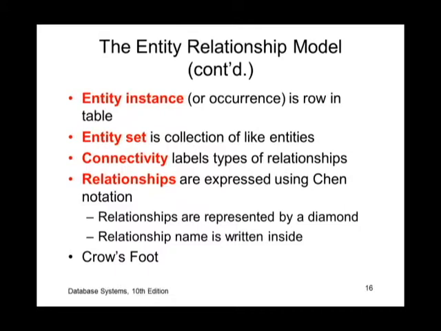Two things to remember here. First of all, the actual relationship is represented by a diamond, and that would be where the verb would reside. And so the relationship name is inside that diamond. Now, I prefer Dr. Chen's method of notation. The textbook, on the other hand, prefers the crowfoot notation, and we'll take a look at both of those.